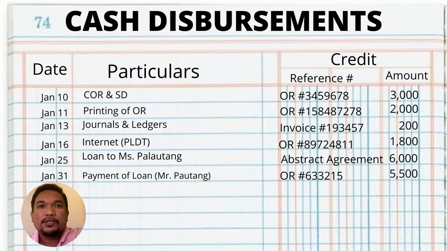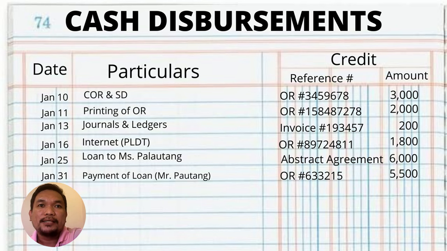Okay, so papasok na naman tayo ngayon sa ating cash disbursement book. Okay, so andito na tayo sa loob. Okay. So, again, just the same. You have the date, the particulars, and of course, the reference, and also the amount. Okay, in this case, ito yung credit side ng ating cash. Meaning disbursements, these are actually our expenses. Already in our previous examples, ito yung mga expenses natin or the disbursements natin.